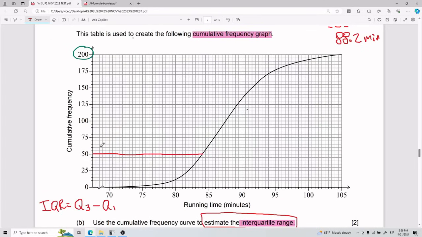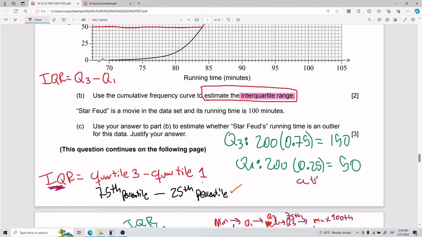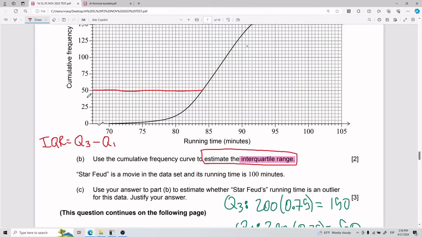So notice Q1 is at 50. Think about it this way. Q1 is at 50, and so at 50, I have, it's probably just 84, right? Yeah, I would call this 84. So Q1 is 84, okay?